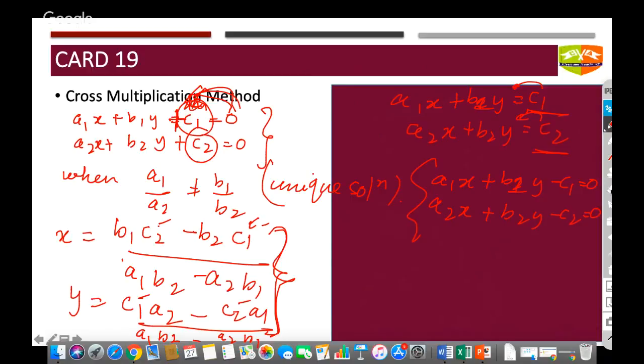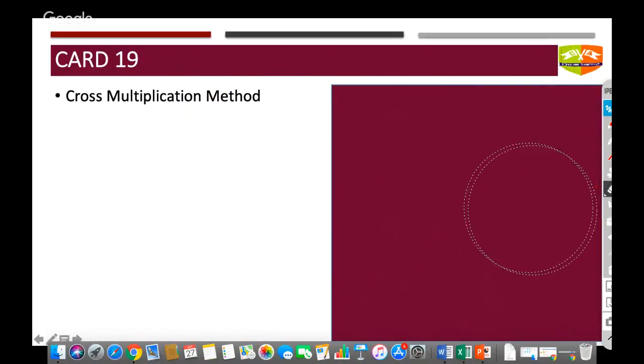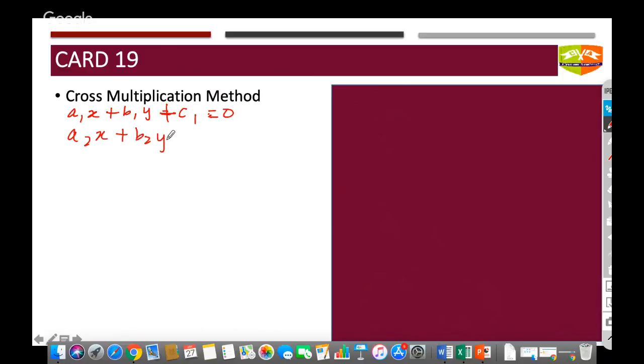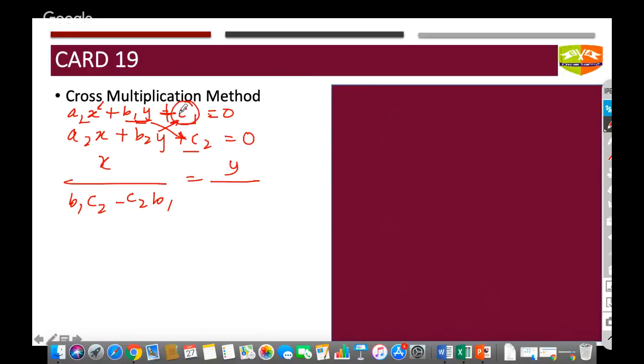So for this equation, a1x + b1y + c1 = 0 and a2x + b2y + c2 = 0, it can be written as x divided by (b1c2 − b2c1). If x is there, I am taking the coefficients of y and the constants. So I have taken b1, multiplied with c2, and then b2c1. If y is there, I'm taking the first equation's constant, c1, and then I go to c1a2 − c2a1, and then I'll write 1 divided by (a1b2 − a2b1). So this is how you can write it.